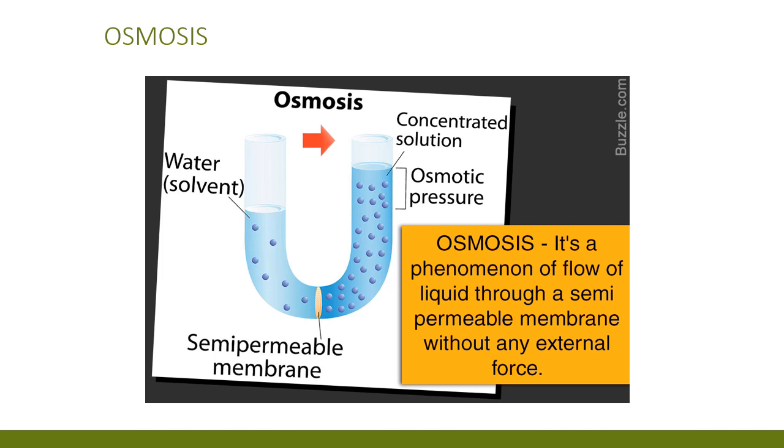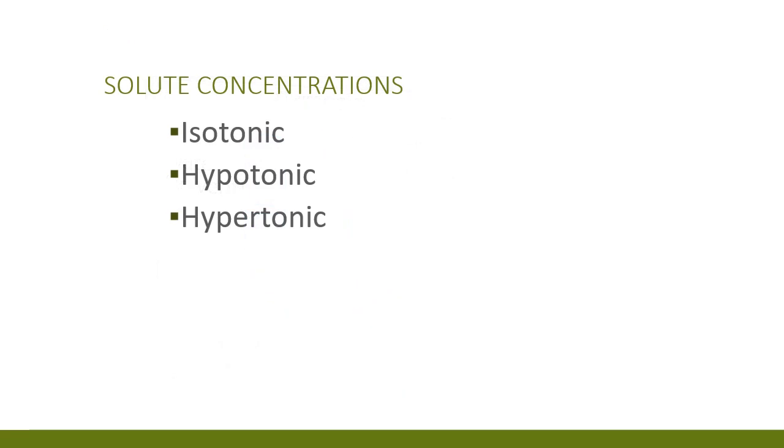On the right, you can see a lot more particles. And so there's more pressure on the right because there's more fluid and more solute. So osmosis, it's a phenomenon of flow of liquid through a semi-permeable membrane without any external force. You've heard they say water always wants to seek its level. So you can have different concentrations of solute in a solution.